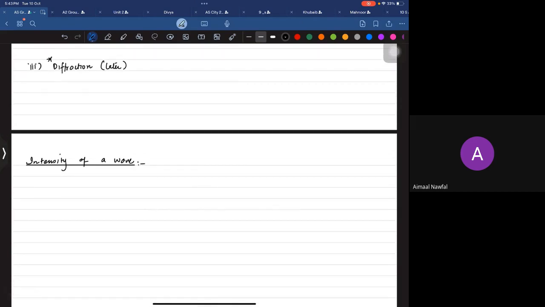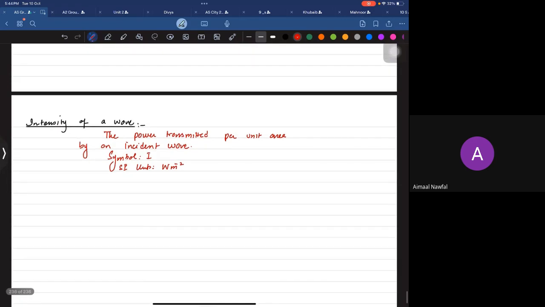So intensity is basically defined as the power transmitted per unit area by an incident wave. So this is the definition. The symbol that we're going to use for intensity is I, and the SI units of intensity would be watts per meter square.